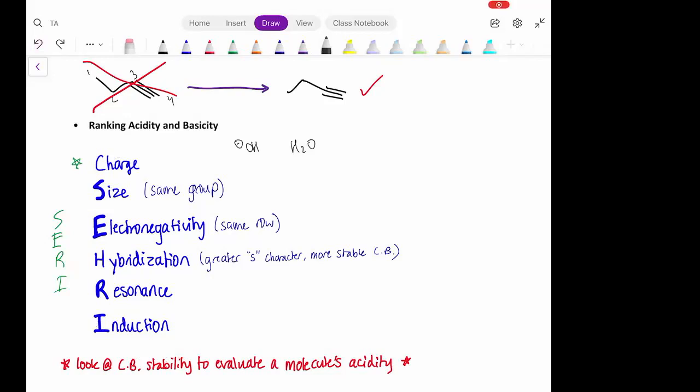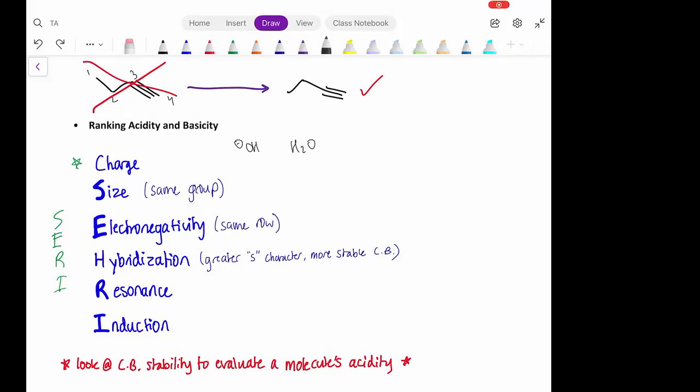And the more stable a conjugate base is, the less basic it is, because bases love to be reactive. They love to be unstable. So if you're introducing some sort of stability into a conjugate base, either through resonance, maybe through electronegativity or some kind of criteria, if you're incorporating more stability into that conjugate base, it's going to be less basic, but more acidic.